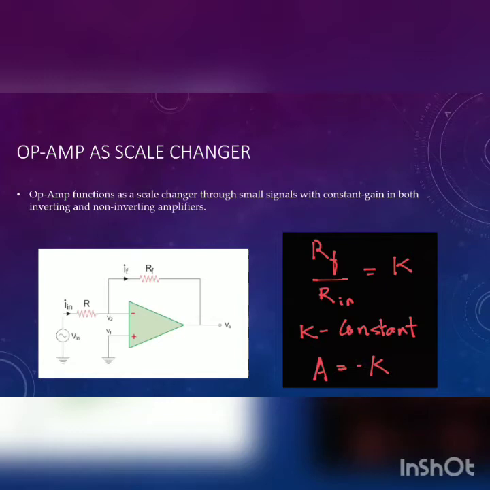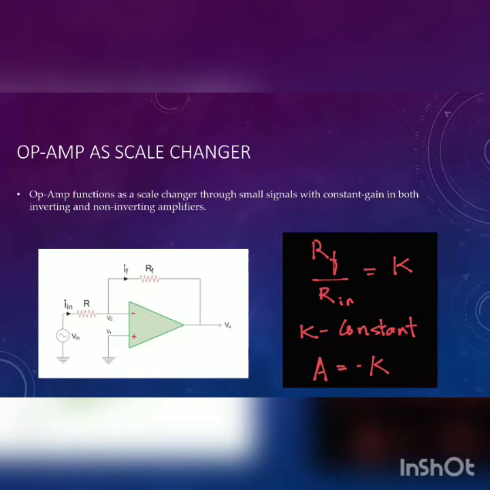Next, moving on to the op-amp as a scale changer. If the ratio of the feedback impedance and input impedance is kept as K, that is, K is a constant, then the open loop gain becomes minus K. To see how we got that answer, an op-amp functions as a scale changer through small signals with constant gain in both inverting and non-inverting amplifiers.